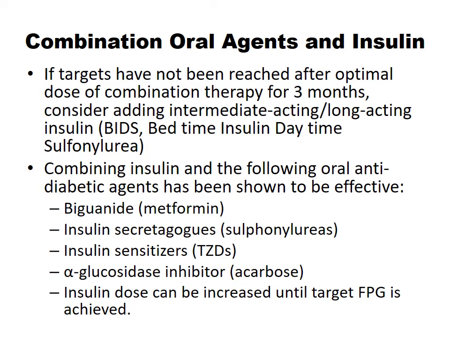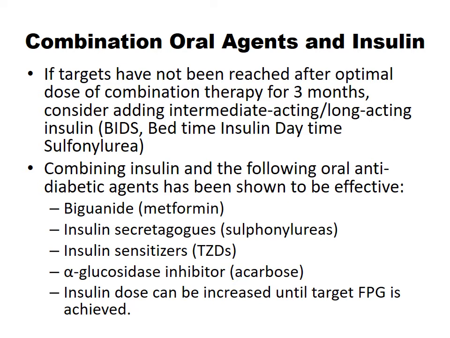Combination of oral anti-diabetic drugs and insulin. If the HbA1c is not controlled with the optimal doses of combination therapy of oral hypoglycemic agents for 3 months, consider adding intermediate acting or long acting insulin, known as BIDS, bedtime insulin, daytime sulfonylurea.